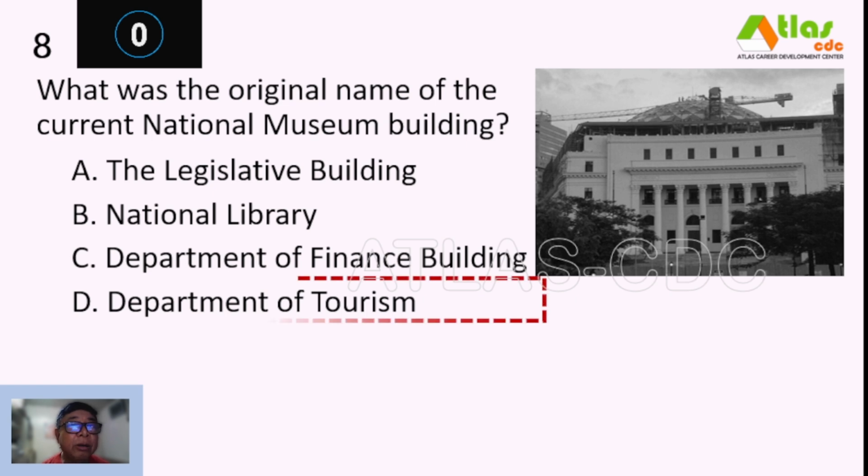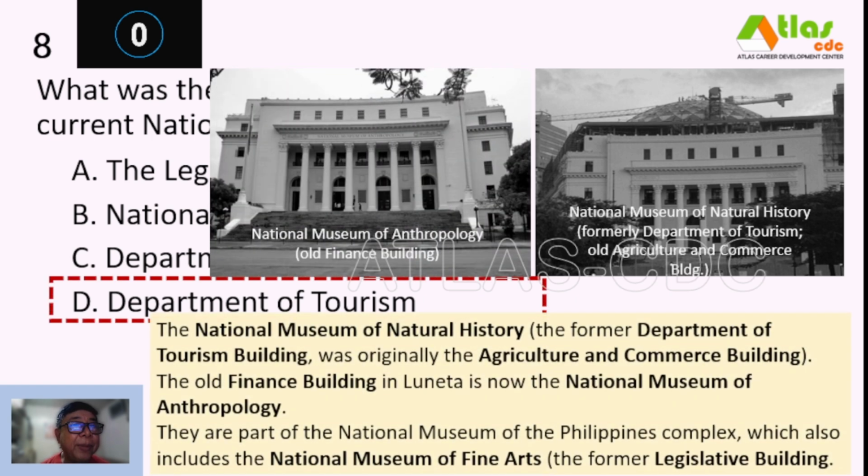And our correct answer is letter D, Department of Tourism. So the National Museum of Natural History, the former Department of Tourism building, was originally the Agriculture and Commerce building. The old Finance building in Luneta is now the National Museum of Anthropology. So that's a different building. So ito yung National Museum of Anthropology, yung dating Finance Building, and this is the National Museum of Natural History, formerly the DOT, and the old Agriculture and Commerce Building.